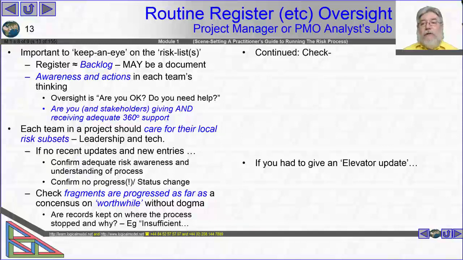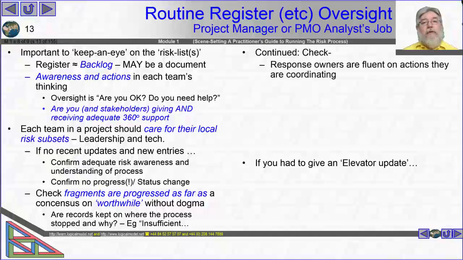So in total, it's, are the records kept, and are those records moving forwards for as far as it's worthwhile? So if people stopped, for example, we got this risk, we didn't think it was very serious, and we haven't got enough resources to go and deal with it, and since it's not serious, we parked it to one side, then I'm happy with that.